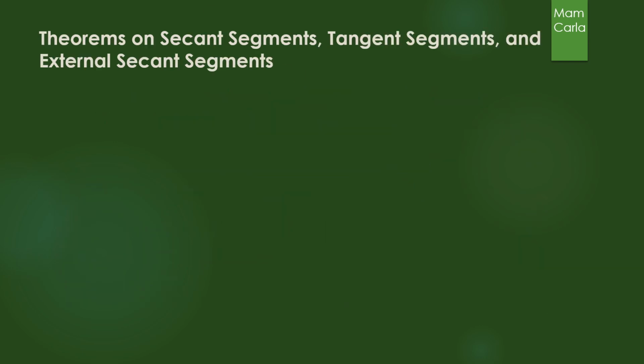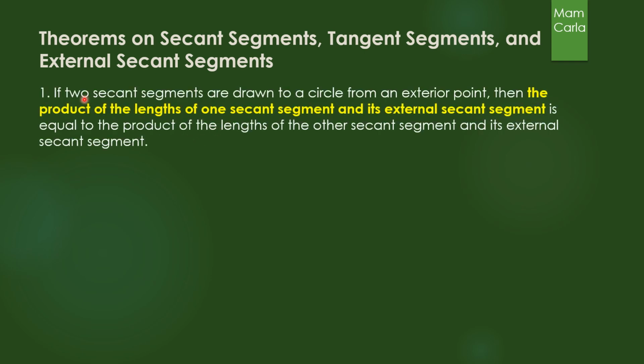So let us now have the theorems on secant segments, tangent segments, and external secant segments. The first theorem states that if two secant segments are drawn to a circle from an exterior point, then the product of the lengths of one secant segment and its external secant segment is equal to the product of the lengths of the other secant segment and its external secant segment.